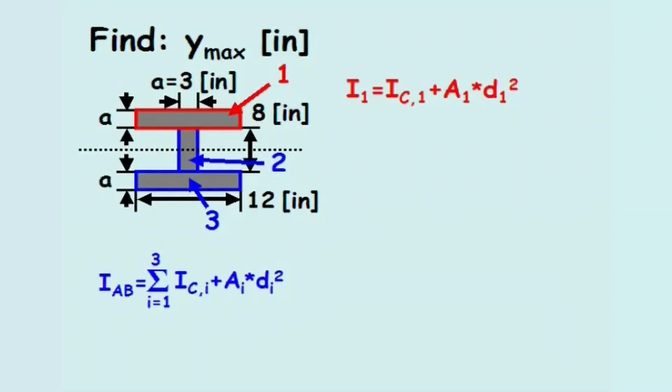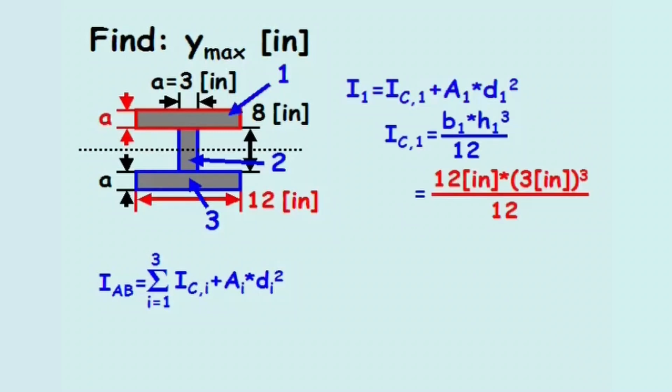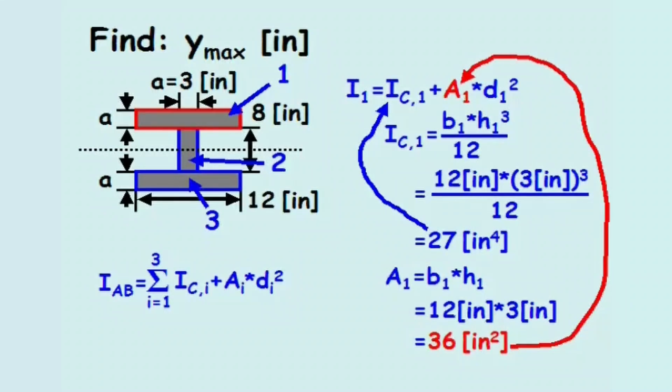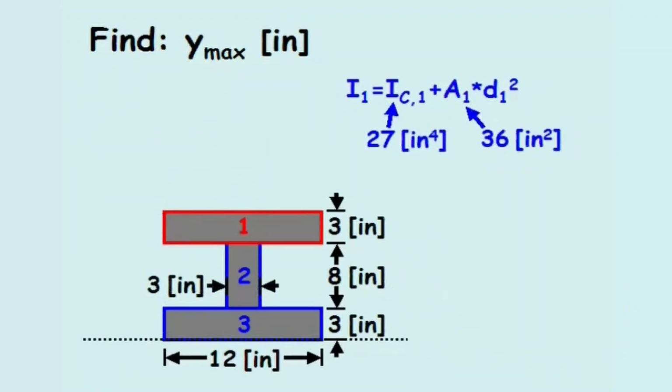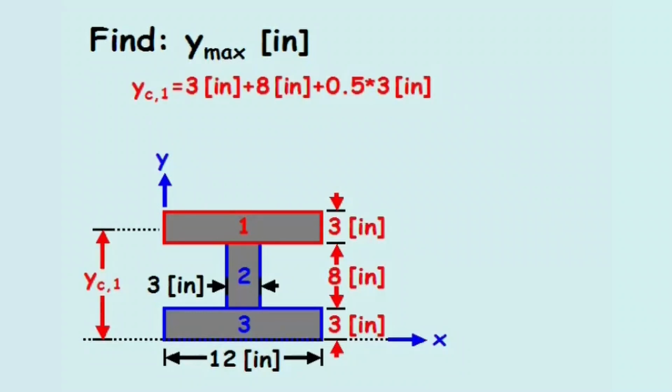If we calculate I1 for area 1, the centroidal area moment of inertia equals the 12-inch base width times the 3-inch height cubed, divided by 12, which equals 27 inches to the fourth. The area, A, for area 1 is the base times the height, or 36 inches squared. Next, we'll calculate the centroidal axis of area 1 and the centroidal axis of the entire cross-section. If we assign a datum of y equals 0 to the bottom of area 3, then the centroidal axis for area 1 is the 3-inch height for area 3 plus the 8-inch height for area 2 plus half of the 3-inch height for area 1, which equals 12.5 inches.